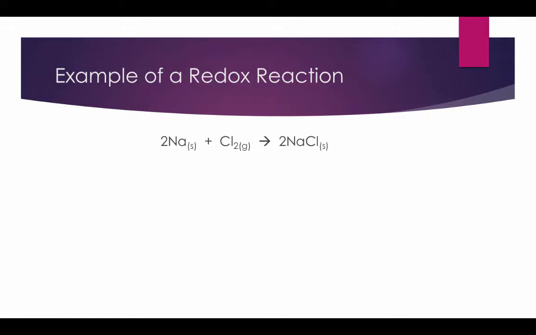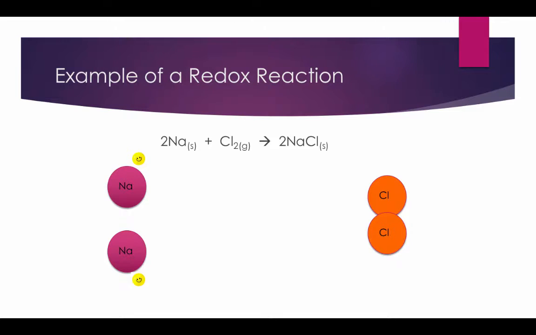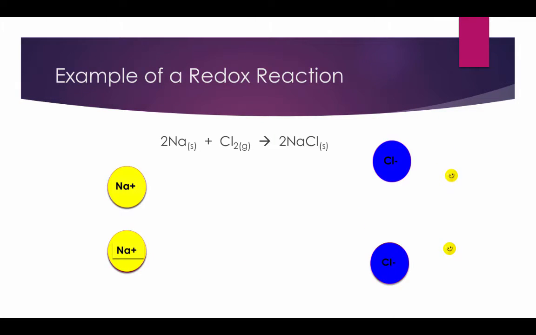Looking at an example, here we have elemental sodium and elemental chlorine gas combining to form NaCl. Here I've represented sodium's valence electrons with the yellow smiley face. Of course, sodium has other core electrons, but we're only interested in the valence electrons here. When sodium and chlorine combine, sodium transfers its electron to chlorine, giving sodium a positive 1 charge and chlorine a negative 1 charge. As we know, positives and negatives attract, so we end up with NaCl.